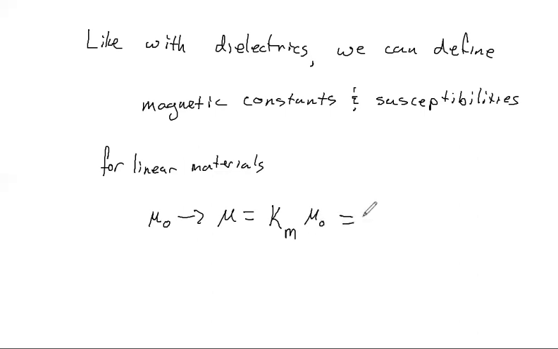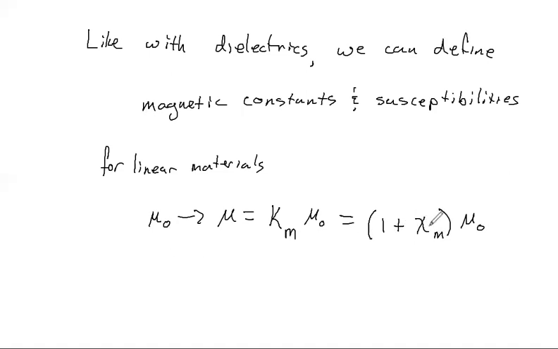Or just like with electric fields, you could write k in terms of a susceptibility, or a deviation away from 1, plus chi m times mu naught. This is very similar to electric fields, but a little different, because here we have both kinds of responses.